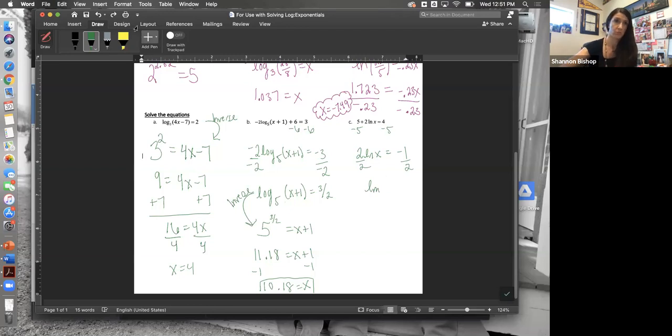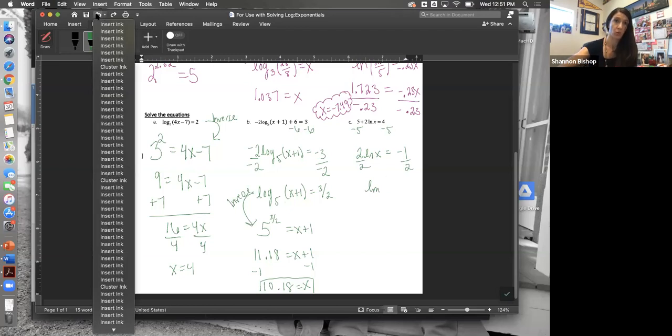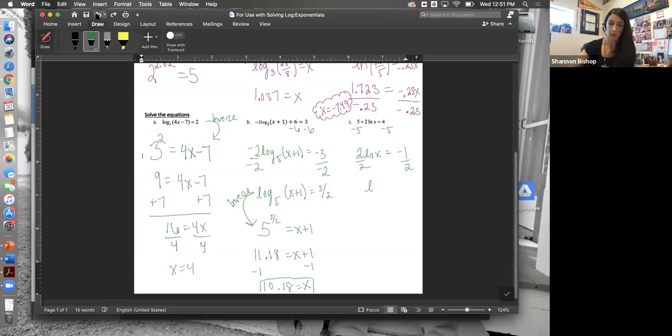Undo? No? Back. Whoa. Really? Oh, there we go. So the natural log of x is -1/2, or -0.5. And so now you're looking at, okay, I've subtracted 5, I've divided by 2.